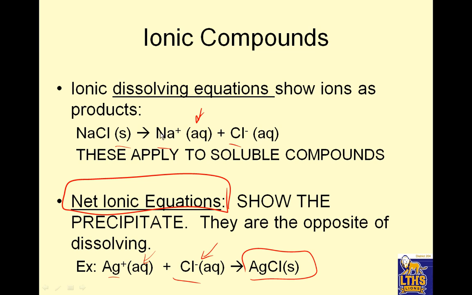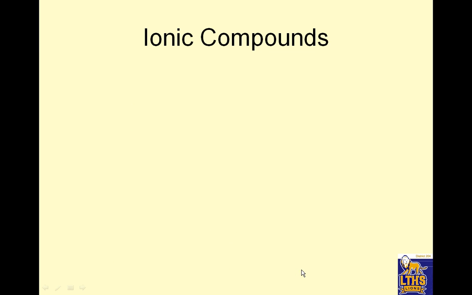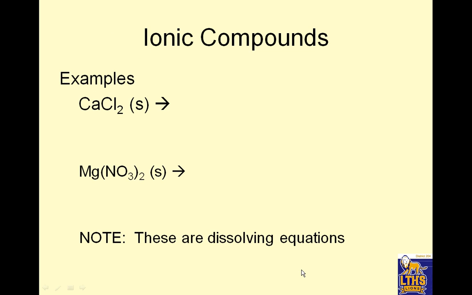Okay, so a dissolving equation turns into ions. A net ionic equation turns into a solid. Okay, so here are some examples. Check it out. It's calcium chloride, metal, nonmetal, soluble. So we get the calcium ions, aqueous, and 2 of the chloride ions, aqueous.